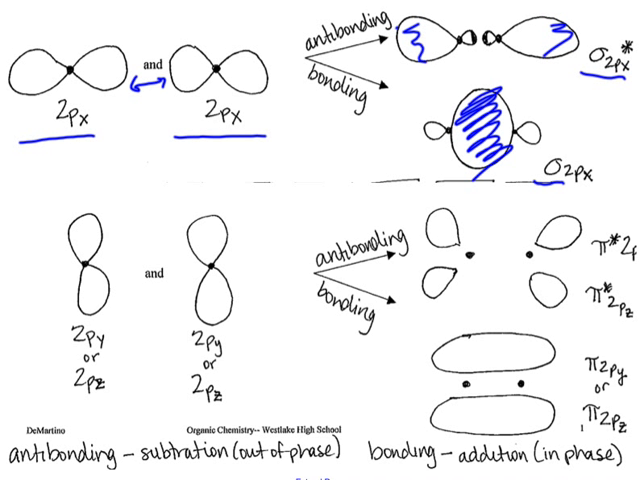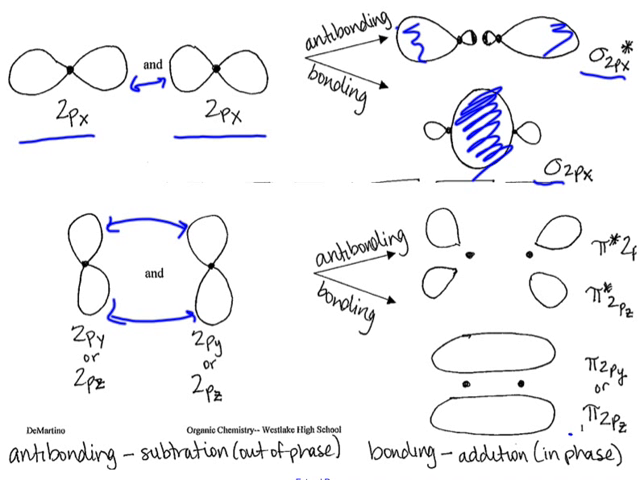We can then look at the other two types of p's. Py and pz are actually more vertical, so in order for them to connect, we're going to get that sideways overlap. And if you remember from yesterday, the sideways overlap was an indication of what we call a pi bond.